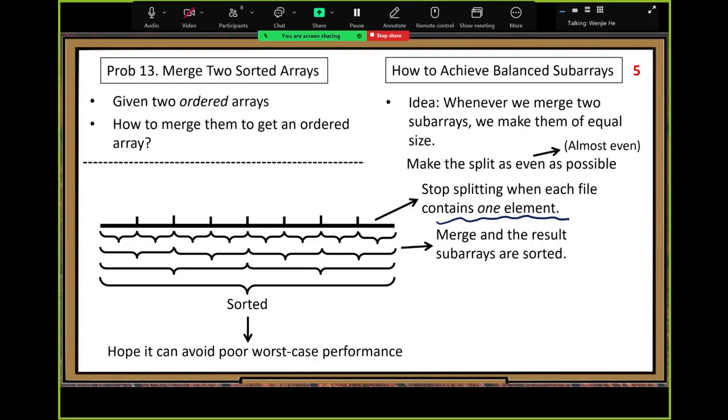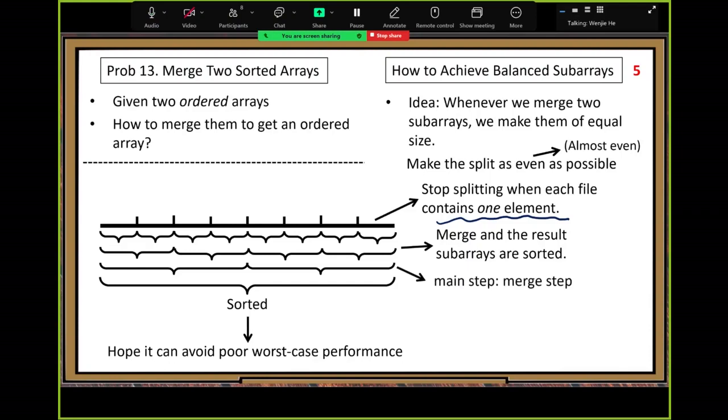Later we will do the analysis. Actually, in this way, the balancing principle gives us some confidence. Because we split our data in a balanced way, the balancing principle gives us confidence that we should avoid worst case performance.